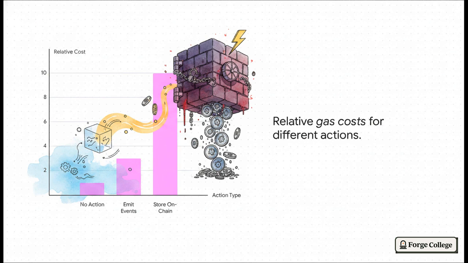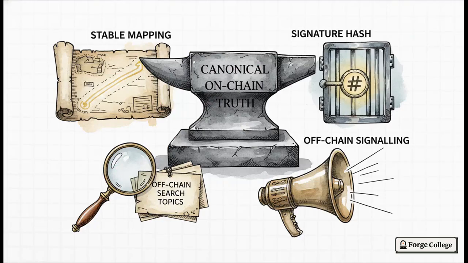Emitting events sits right there in the sweet spot in the middle. It's a fantastic economical alternative to storing data on-chain. But make no mistake, the blockchain still charges you a toll for the privilege of writing to those logs. They aren't free. So please don't just emit a log every time a user clicks a button without having a solid strategy behind it. Let's quickly summarize the golden rules we've unpacked today.